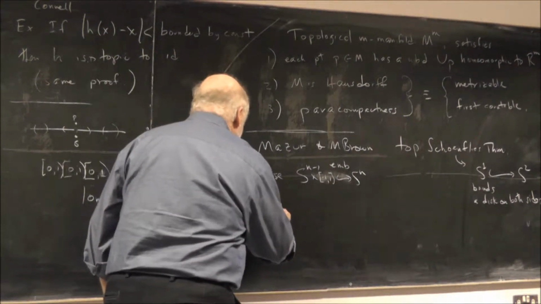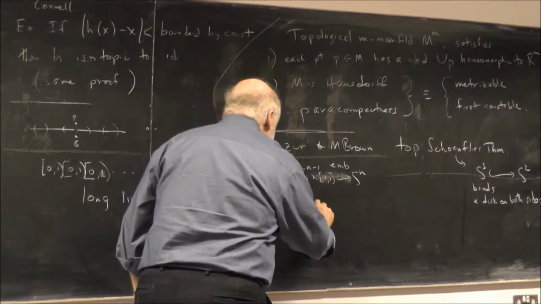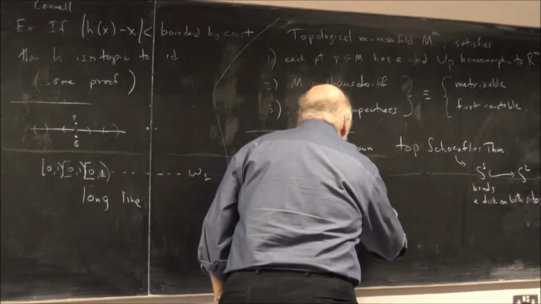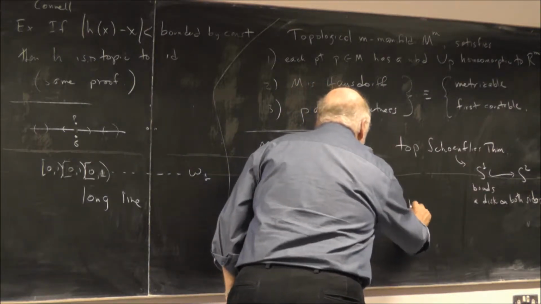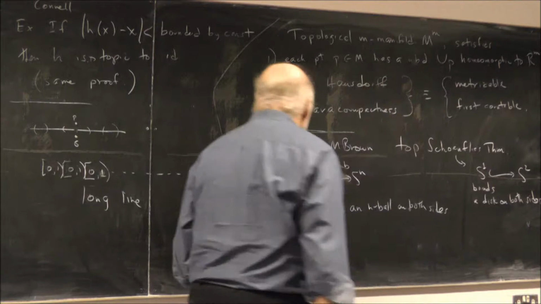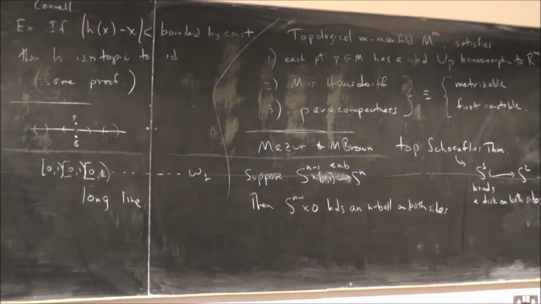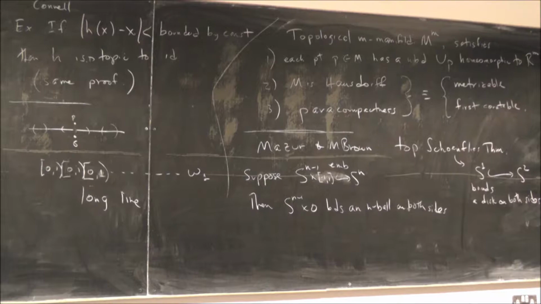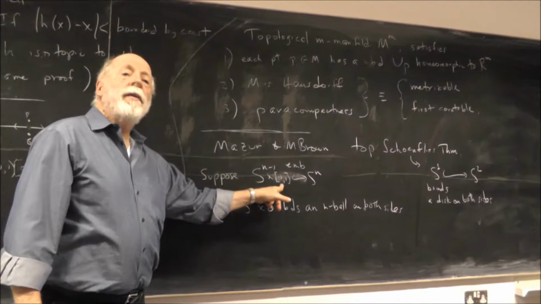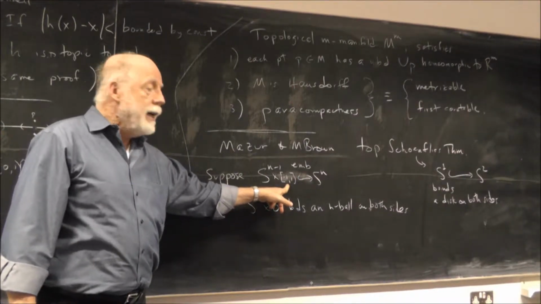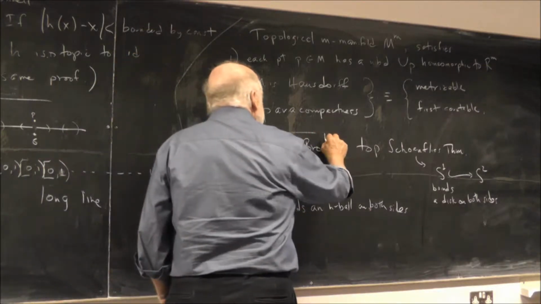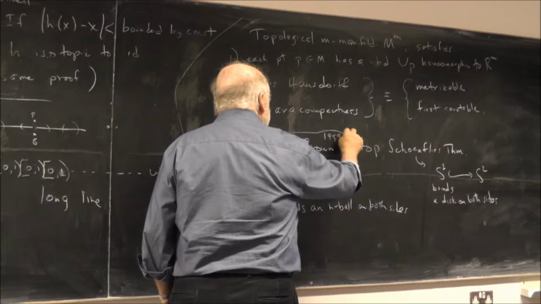Then S^(n-1) cross 0 bounds an n-ball on both sides. So no matter how wiggly the sphere was embedded in S^n, if it had this little trivial topological neighborhood, then it bounded a ball. So this was about 1959. It was Mazur's thesis.